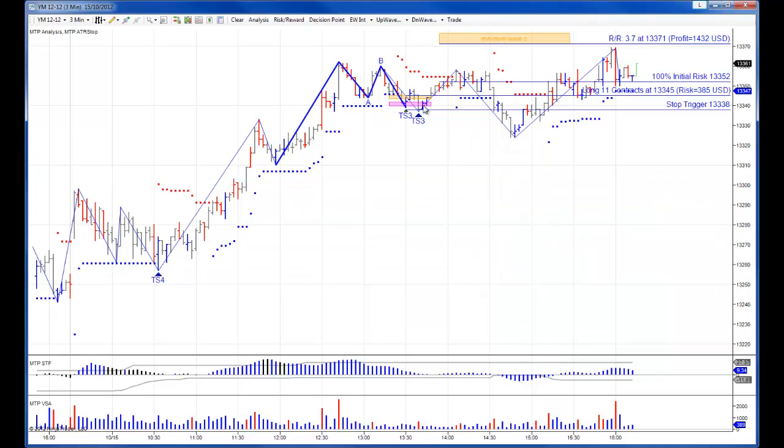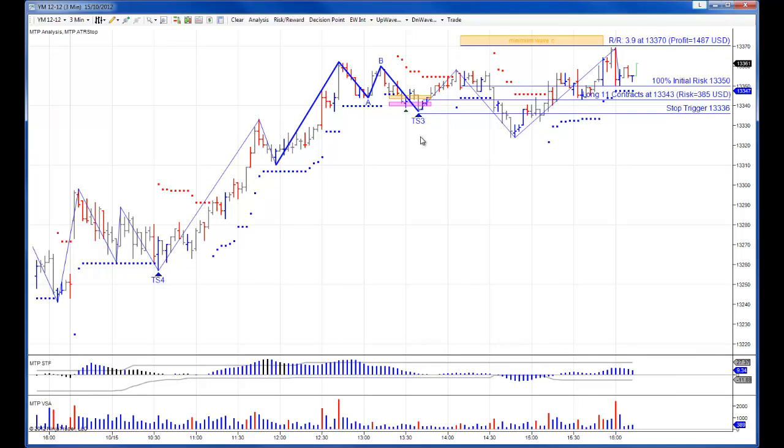you out, -1R loss. Then also there was a trade here that went up quite well beyond the 100% initial risk level before turning down. So on this particular trade, users would probably have been at break even, so this would probably have been a break even trade.